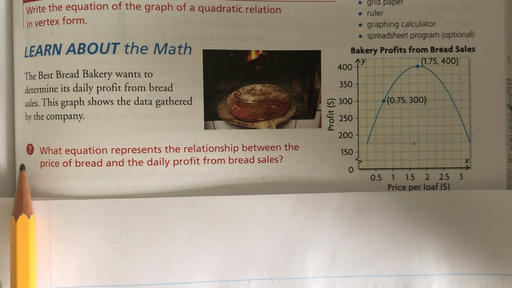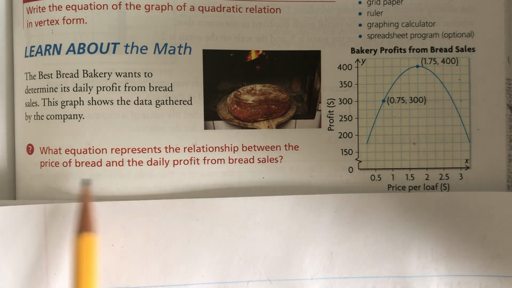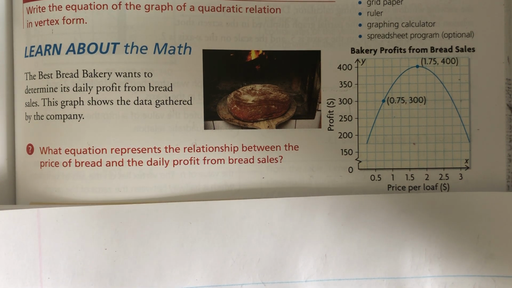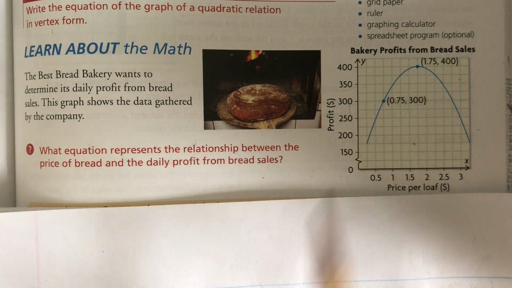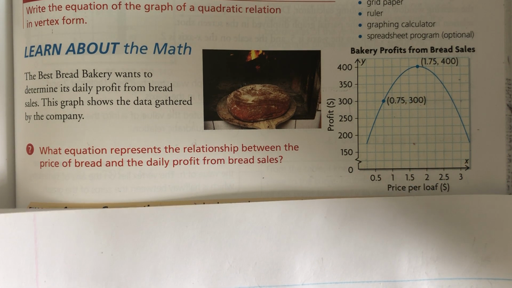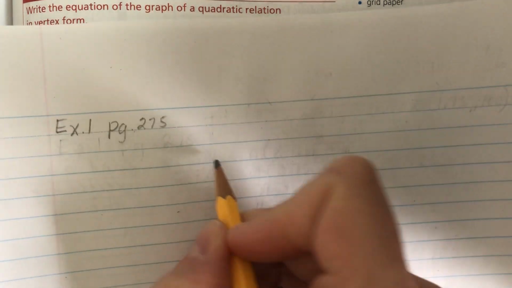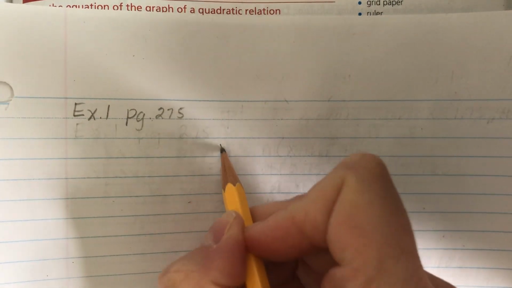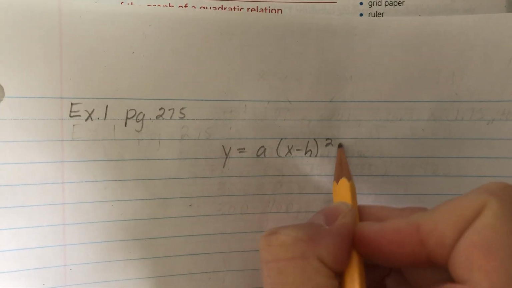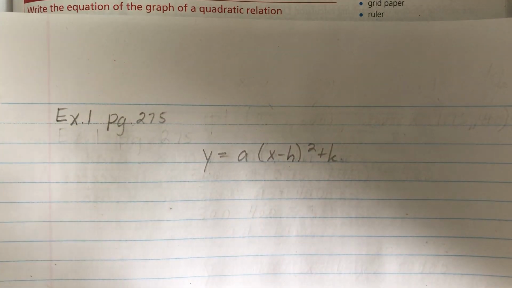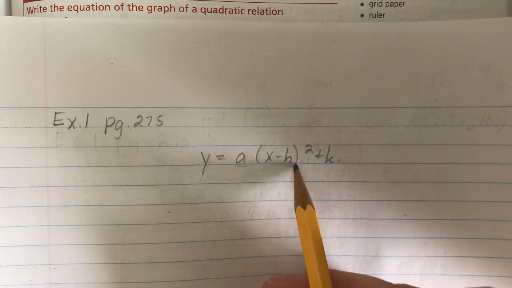And here's the question. It says, what equation represents the relationship between the price of the bread and the daily profit from bread sales? So since we have the vertex and a point, we're going to come up with the equation in vertex form. Vertex form looks like this: y is equal to a(x minus h) squared plus k. And our task is to find the values of a, h, and k.